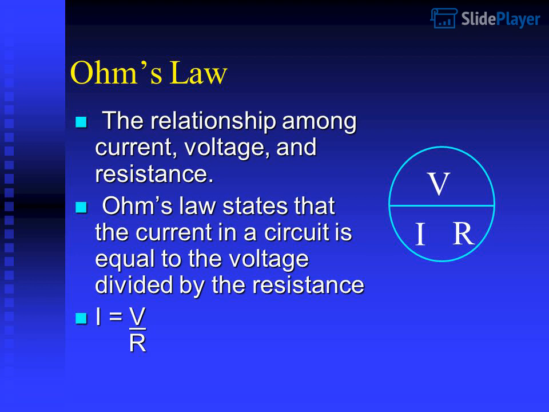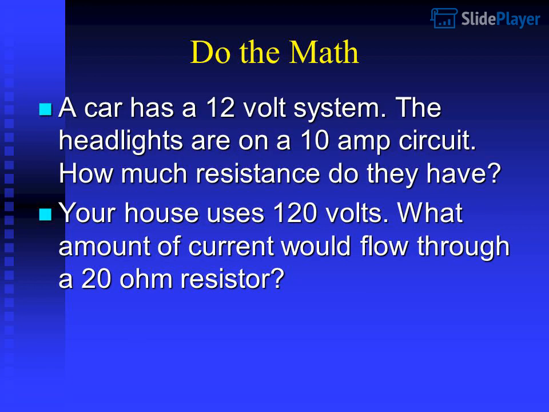Ohm's law. The relationship among current, voltage, and resistance. Ohm's law states that the current in a circuit is equal to the voltage divided by the resistance. I equals V over R, where V is voltage, I is current, and R is resistance. Do the math. A car has a 12-volt system. The headlights are on a 10-amp circuit. How much resistance do they have? Your house uses 120 volts. What amount of current would flow through a 20-ohm resistor?